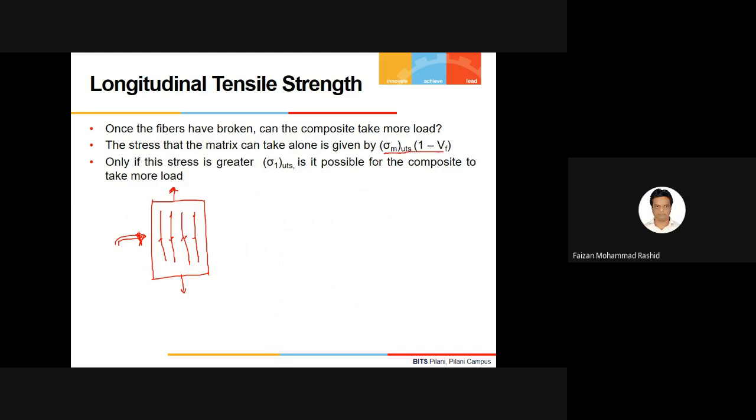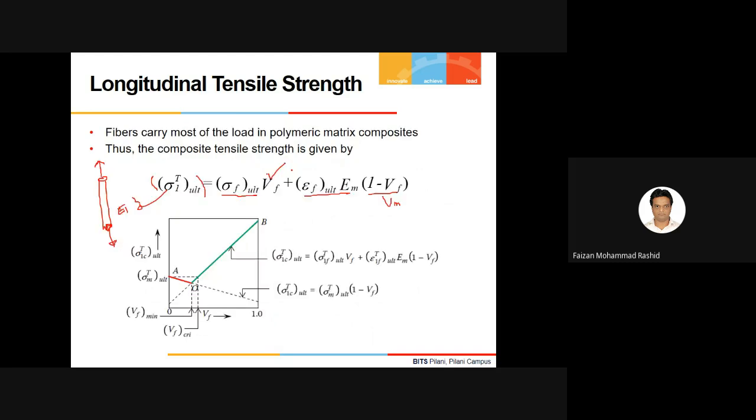Here it is mentioned only if the stress is greater than sigma 1 UTS. Should it not be less than sigma 1 UTS? Which one? Like in this slide, it is mentioned that if the stress is greater than the ultimate tensile strength, it's possible for the composite to take more load. If only this stress is greater than what I wrote, is it possible? Okay, let me go; I think I need to arrange this slide.